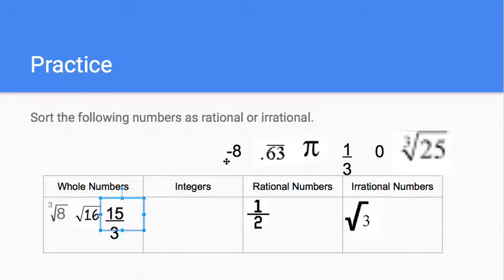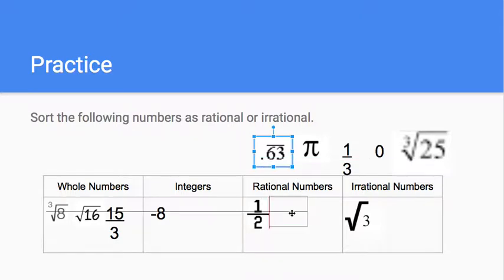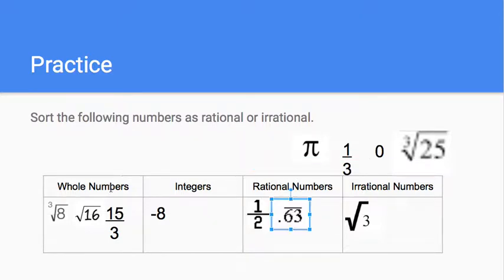-8. It is a whole number, but it's a negative. Negatives belong in the integers column. 0.63 repeating. It is a decimal, but it repeats. There's a pattern to it, so it's rational. Pi, that's irrational. It goes on and on and on forever with no pattern. 1/3 is a fraction, but it is not going to end up equaling a whole number like the 15/3. So 1/3 actually belongs in the rational numbers category.